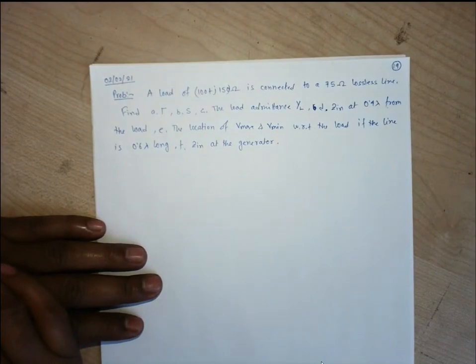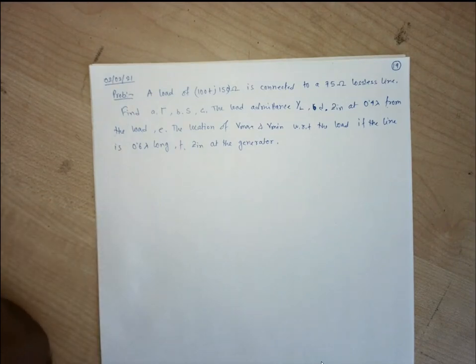Complete. So load impedance is given, which has been connected with a 75 ohm lossless line. So what is this 75 ohm? It is the characteristic impedance of that lossless line. So they have specified only load impedance and the characteristic impedance. We need to find out reflection coefficient, SWR, load admittance, and Zin at 0.4 lambda from the load.